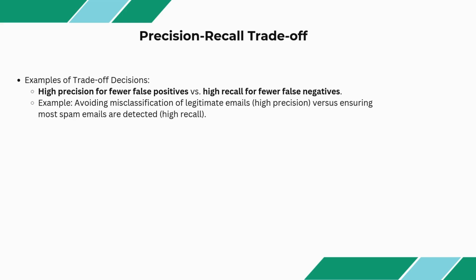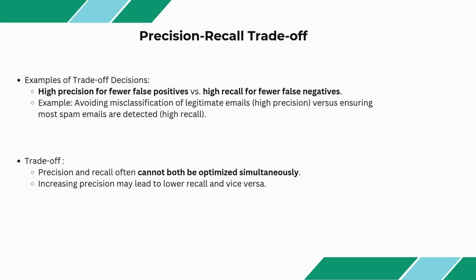This is typically a business decision whether they want high precision, which means fewer false positives, or they want high recall, which means fewer false negatives. And based on this, the data scientist will build a model keeping a goal of high precision or high recall. Going further, precision and recall often cannot both be optimized simultaneously. So increasing precision may lead to lower recall and vice versa. So you will have to decide what your focus is, whether it is high precision or high recall.